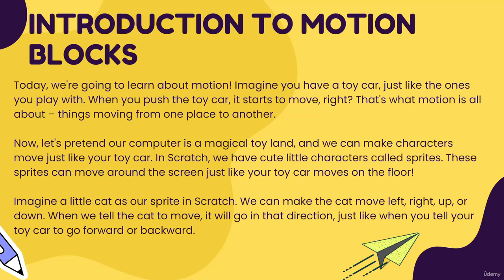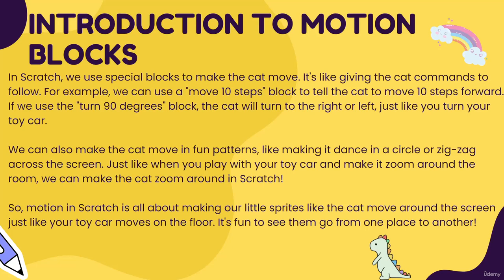You have very good characters in Scratch which are called sprites, and this sprite can move around the screen just like your toy car moves on the floor, isn't it? Now when you open Scratch, you would have seen we have a small cat. What can you do with this cat? You can make this cat move right side, left side, make it go up, make it turn, make it go backwards. Whatever movement you want, you can give to your cat.